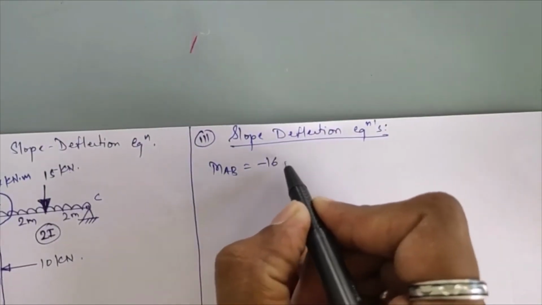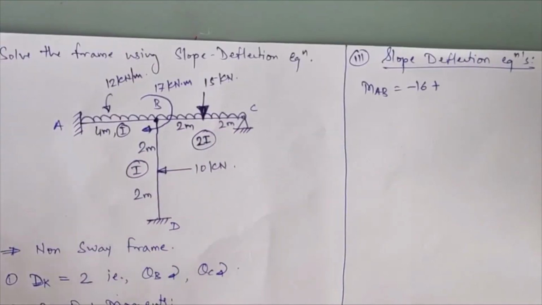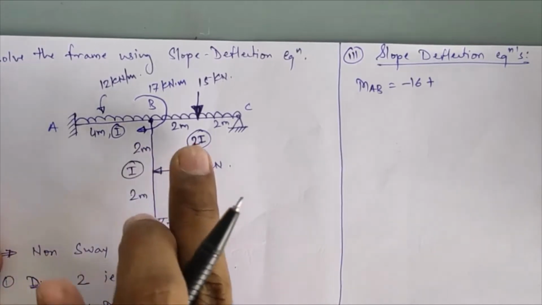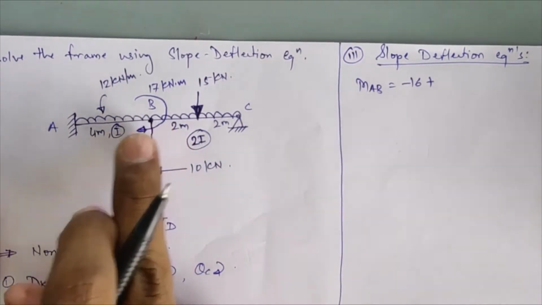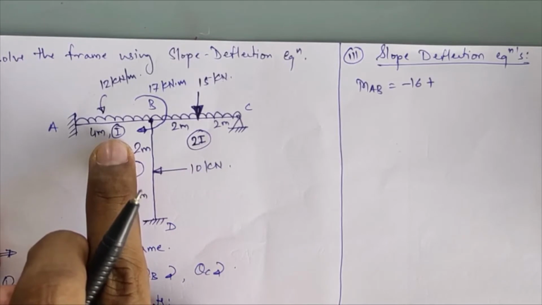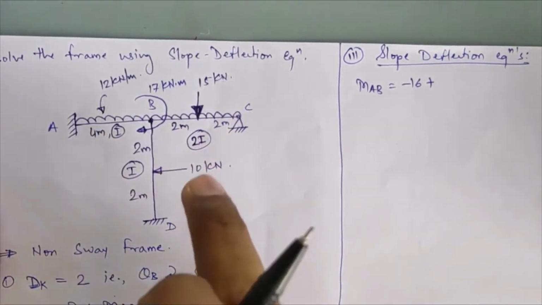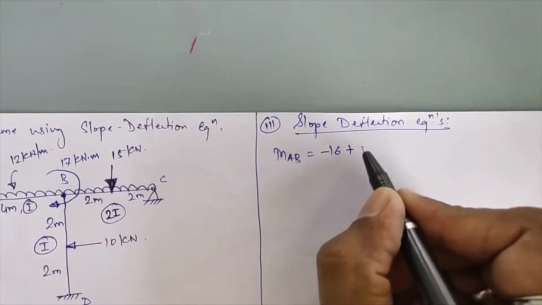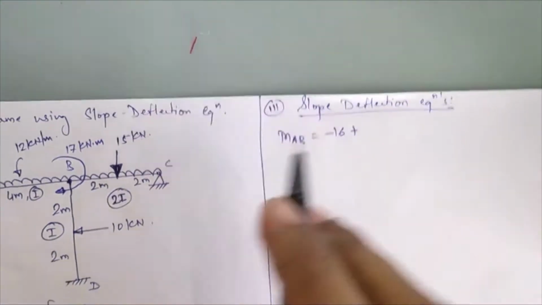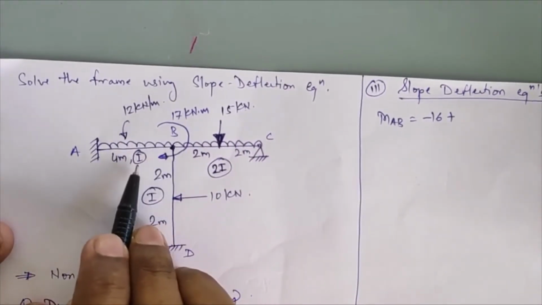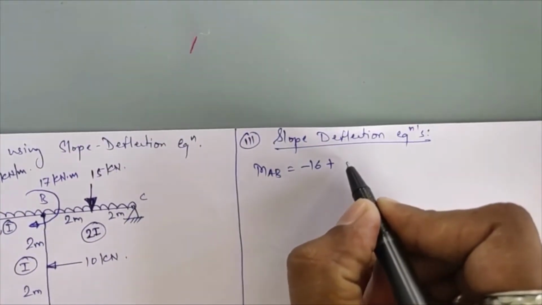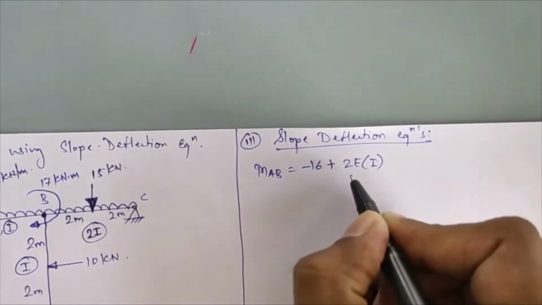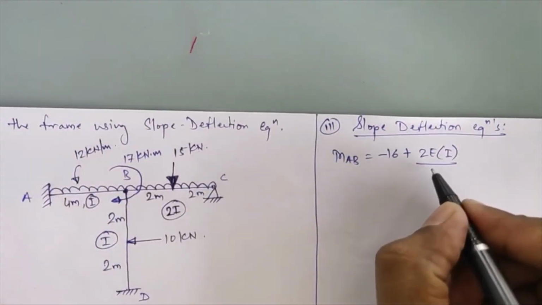So minus 16 plus 2EI upon L. Now if you see in this numerical, your moment of inertia, that is the I value, is varying for each member. For span AB it is equal to I, for span BC it is equal to 2I, and for span BD it is equal to I. So these I values you need to consider here in 2EI upon L. Okay, so for the first member AB it is given as I, so this will become 2EI, I will remain as it is, divided by the length of the member, which is 4.